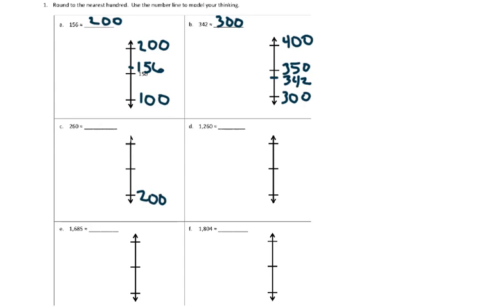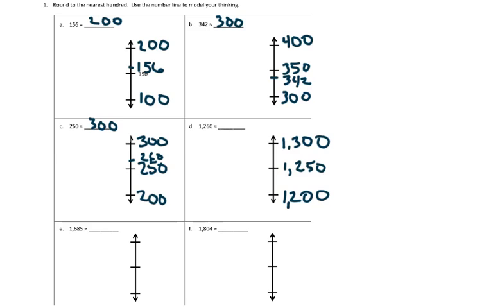260 is between 200 and 300. The midpoint is 250. 260 is above the midpoint, which rounds to 300. Okay. 1,260, again, we're still rounding to the hundreds, so it's between 1,200 and 1,300. The midpoint being 1,250. 1,260 is above that, so it rounds to 1,300.